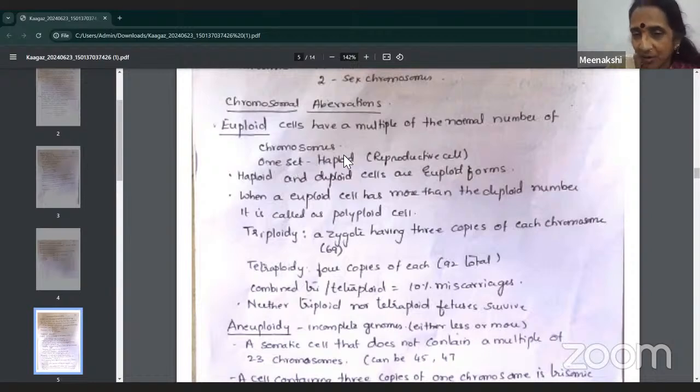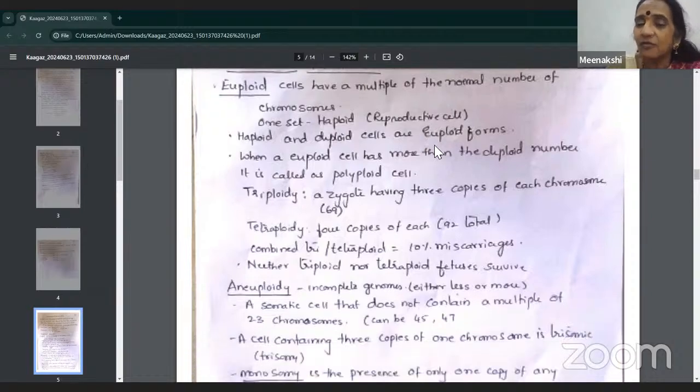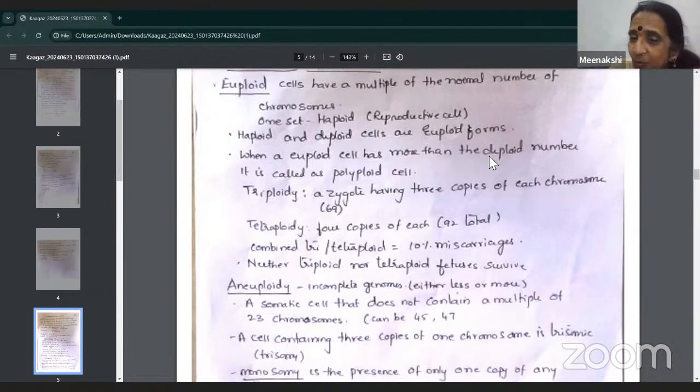You'll have multiples of the normal set of the chromosome. One set, you call it haploid, which you will see in the sex cells or reproductive cells. Then diploid cells are present in the somatic cells. Both haploid and diploid come under the category of euploidy. When a euploid cell has more than the diploid number, it is called a polyploid cell. It can be triploidy or tetraploidy, etc. Triploidy is 46 with another set of chromosomes, 24. So coming up to how much?